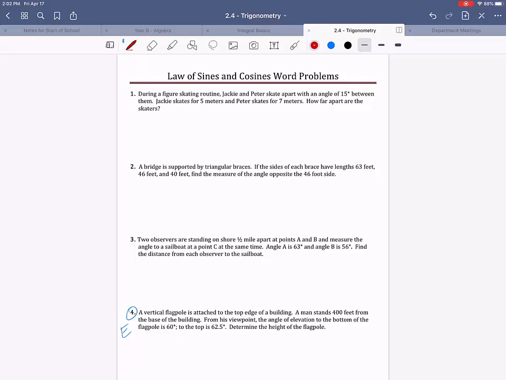Word problems can be challenging. Just draw a triangle and see if you can label everything in the correct location. Decide whether you need to use the law of sines or the law of cosines. Set up your problem and work it out. Good luck with this. This is going to be one of the more challenging assignments. And please feel free to email me if you have any questions.